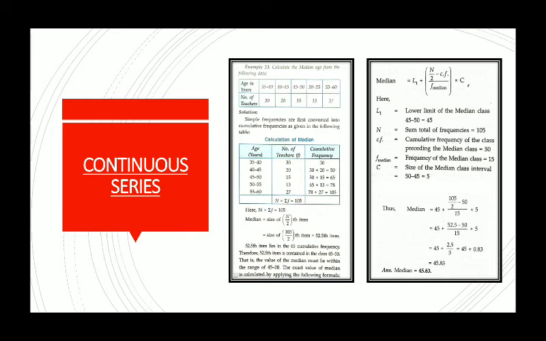So half of the total observations here is the 52.5th item, because 105 is an odd number, so we will get a decimal answer. Now where is 52.5 lying? 52.5 will lie between 50 and 65. So we will consider 45 to 50 as our median class.